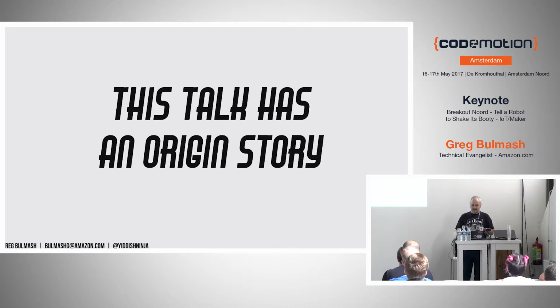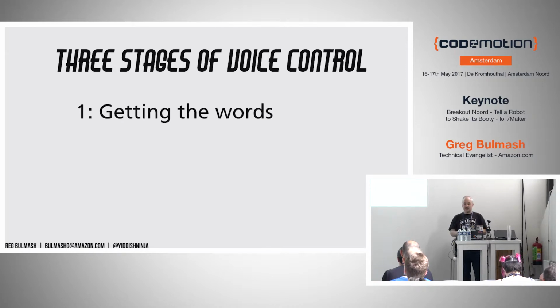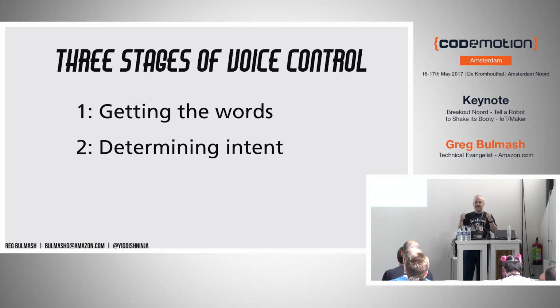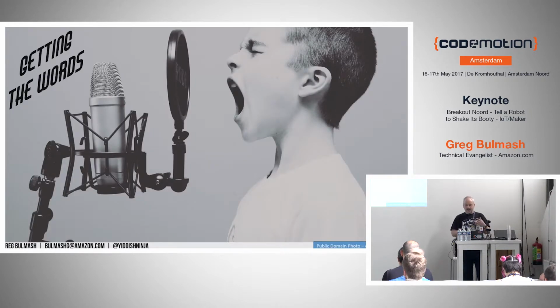So let's continue. Now, there are 3 stages of voice control. The first is getting the words. The second is determining intent, because you have to then figure out what those words mean and what the user wants. And the last thing is conveying the commands. So now that you've got that intent, you now have to do something appropriate with it. So how do we get the words?